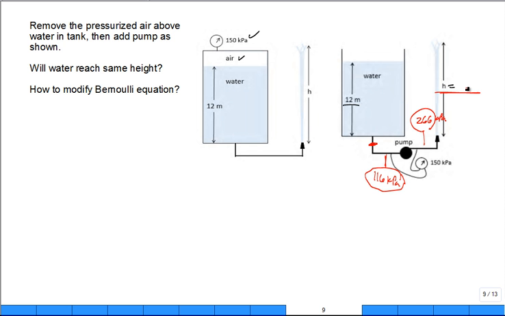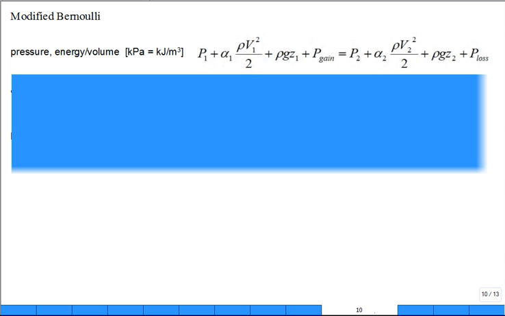Somebody says, I really would like to analyze a system like this where I have a pump in it using Bernoulli's equation. I got so good at Bernoulli's equation. No problem. We'll modify the original Bernoulli's equation to account for pumps putting energy in, turbines taking energy out, and if we can do that, we can modify it for some frictional losses. So there's the modified Bernoulli's equation.